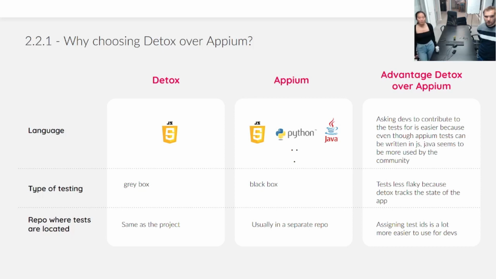And if you want developers to contribute to the test and ask them to add test IDs, it is easier for them to contribute if the tests are located in the same repository as the project. So it is also another advantage to use Detox for that. But there are some cases where you might not use Detox for your company's QA strategy, and it can depend on many factors.